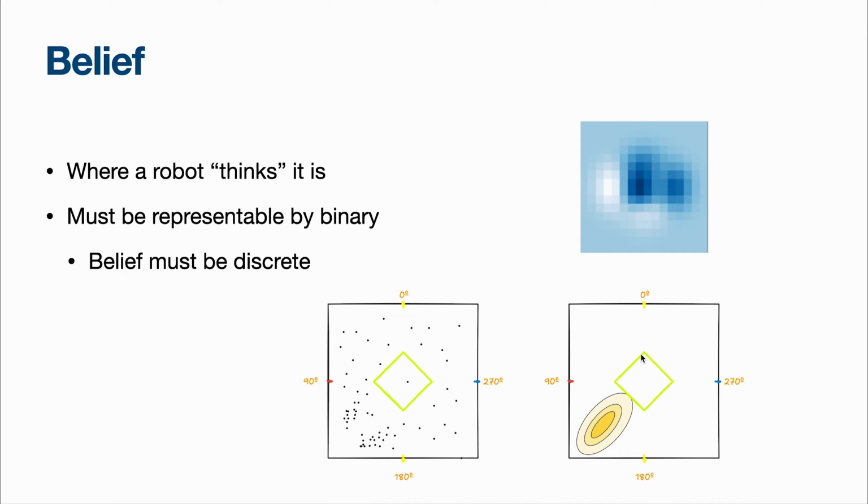Another thing is the belief. This is where the robot thinks it is. It must be discrete, so representable by binary. These are just a couple different options. So you can see this is more of a heat map approach. And then you have this Kalman filter where it's a multivariate Gaussian, and then you have particles all over the field to represent different distributions that can happen.